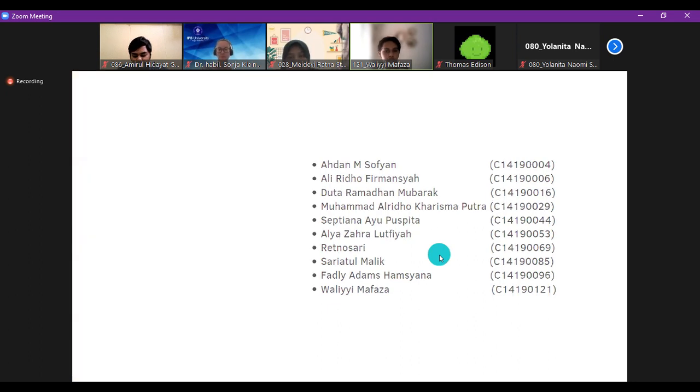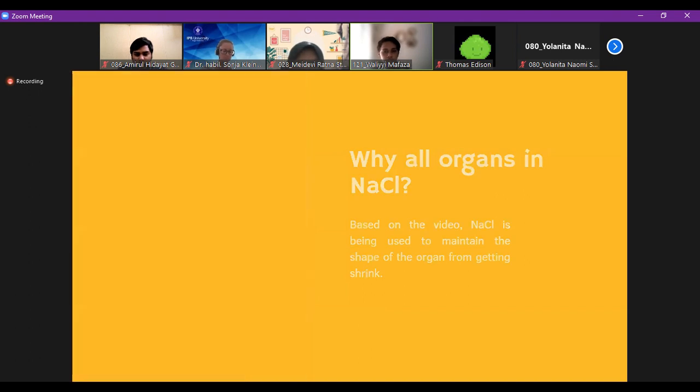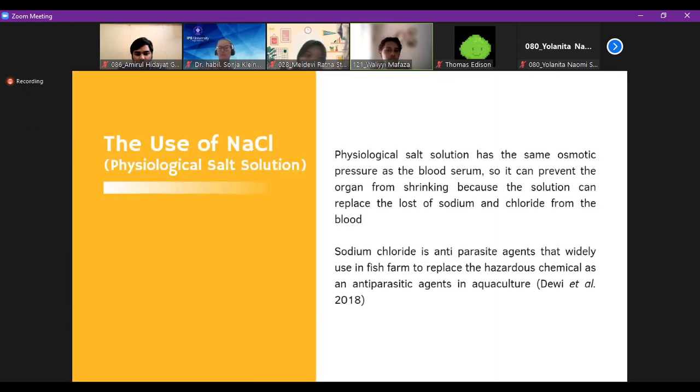And then our group has a question about why all organs are put in NaCl, or natrium chloride. So based on the video, natrium chloride is being used to maintain the shape of the organ from shrinking. Next. Because the physiological salt solution of natrium chloride has the same osmotic pressure as the blood serum. So it can prevent the organ from shrinking because the solution can replace the loss of sodium and chloride from the blood. And also the sodium chloride or the physiological salt solution is an anti-parasite agent that is widely used in fish farms to replace the hazardous chemical as an anti-parasitic agent in aquaculture.